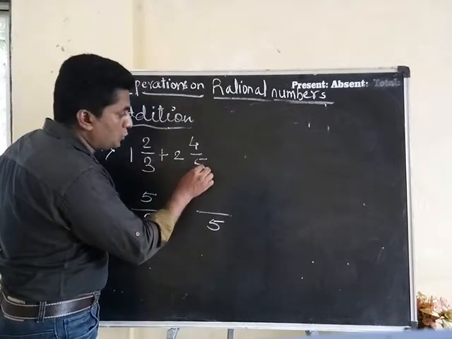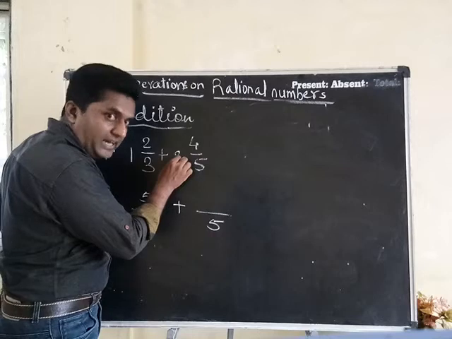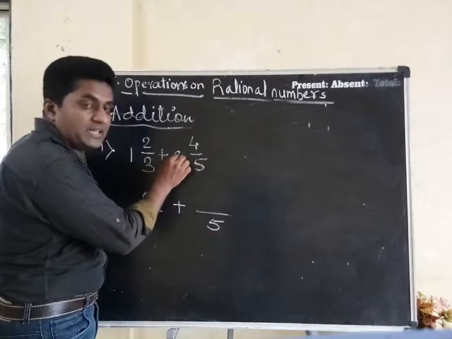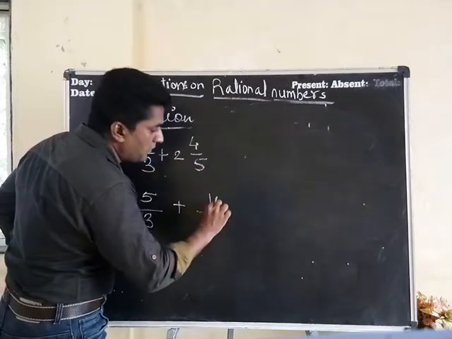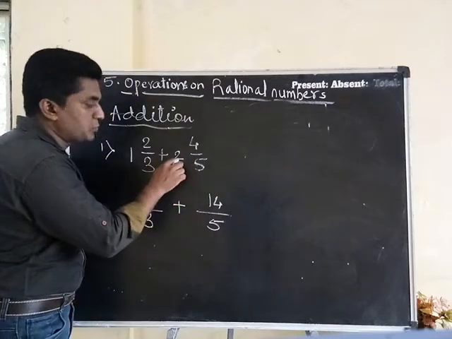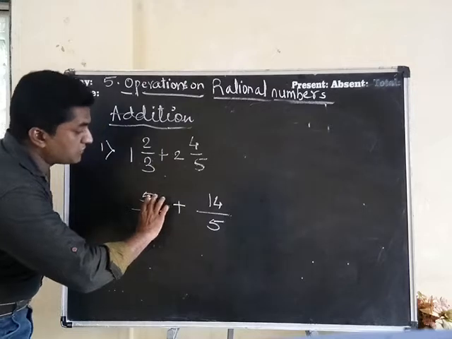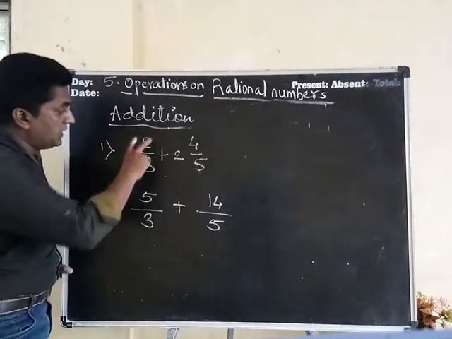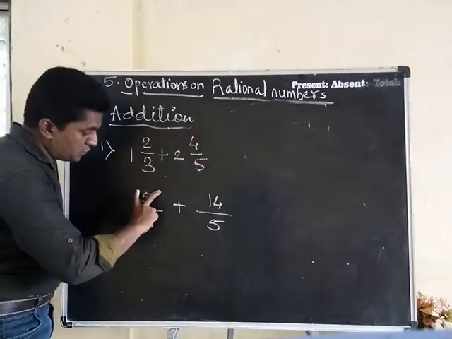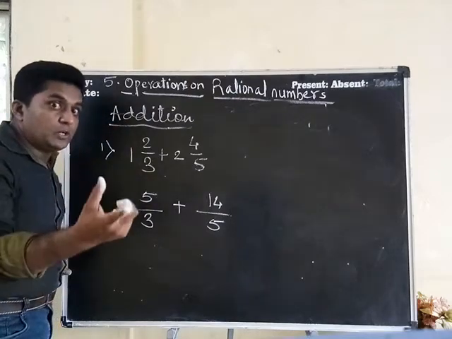Here now, 5 twos are 10. 10 plus 4, 14. Now these two are fractions. These were mixed numbers, but these two are fractions. What will you do ahead?